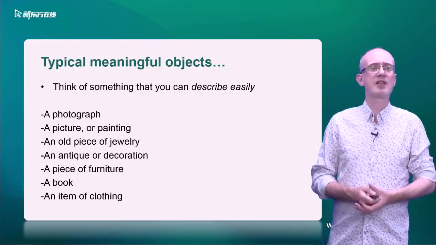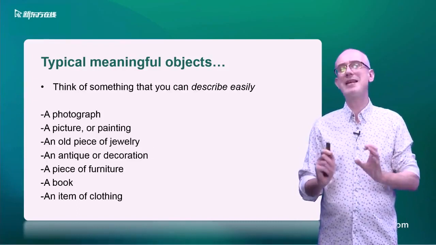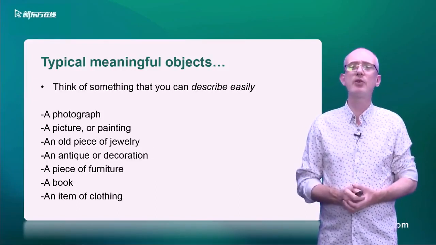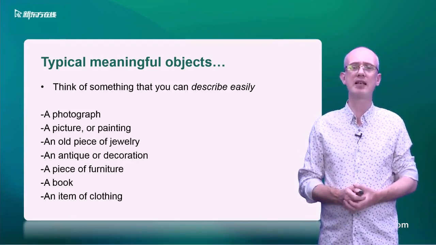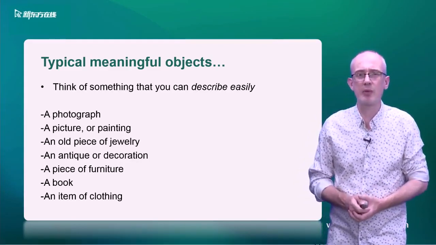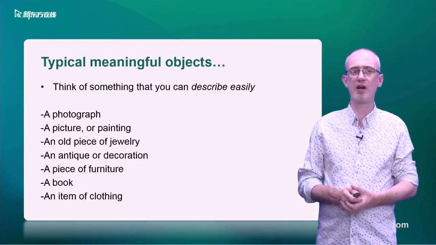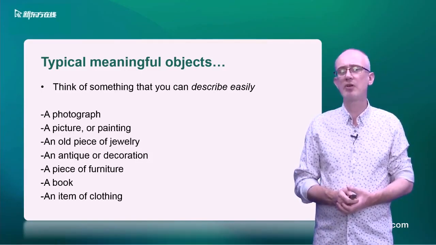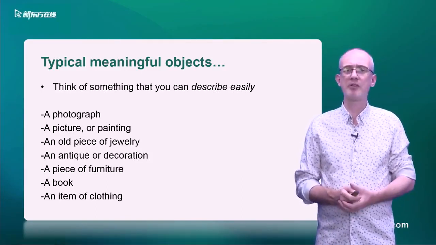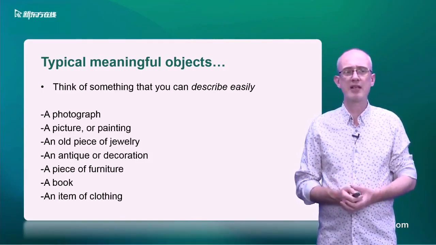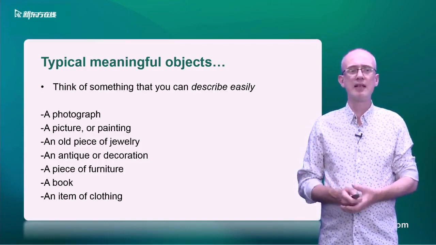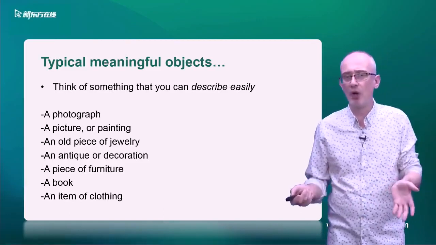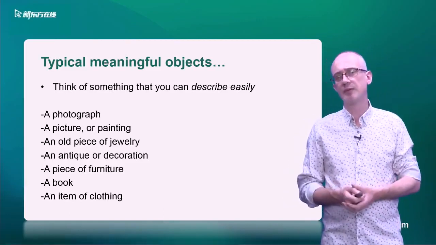So, let's think about this first. Typical meaningful objects. Think of something first that you can describe quite easily. So don't choose something which is really difficult to describe. Choose something which is not too difficult to describe, but you can describe it well. A photograph, maybe, a picture or a painting, an old piece of jewellery, an antique or a decoration, a piece of furniture, a book, an item of clothing.